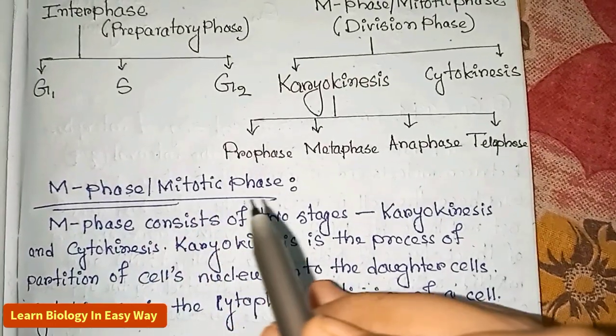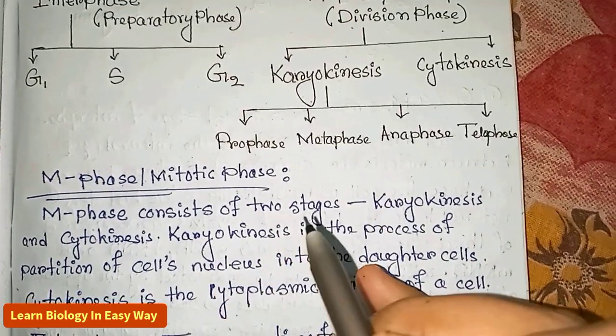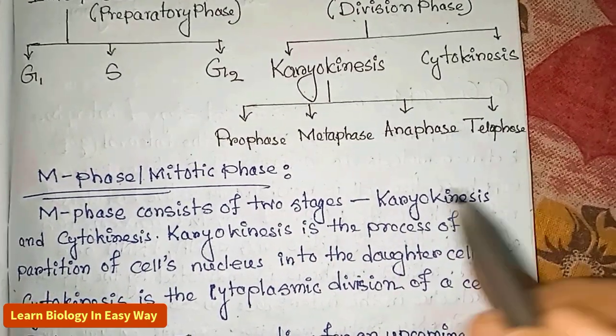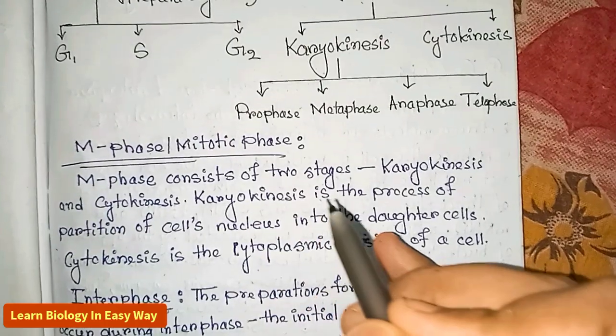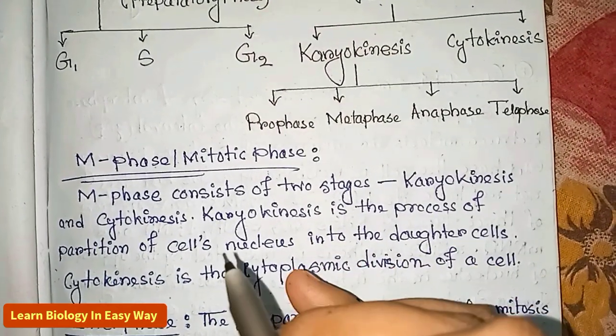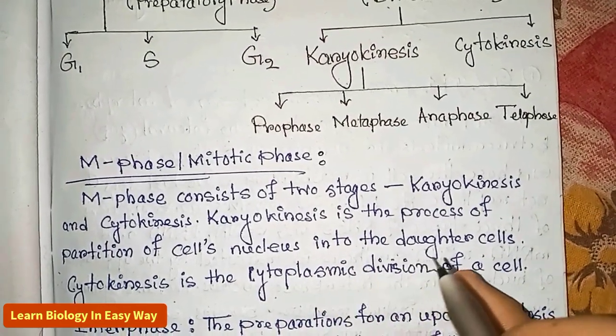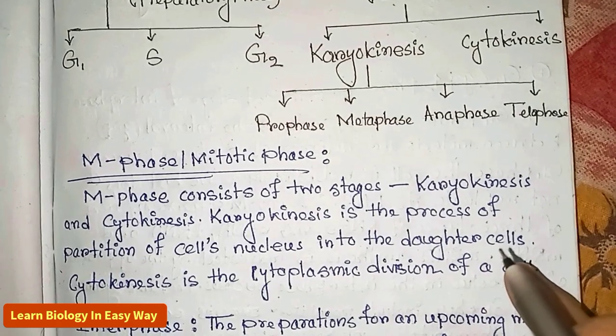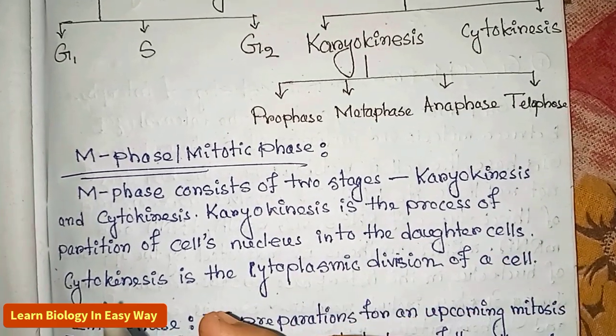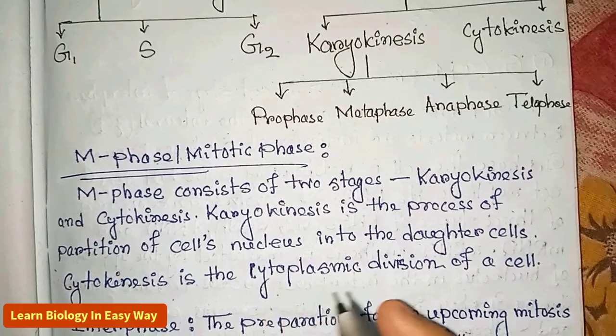M phase or mitotic phase. M phase consists of two stages, karyokinesis and cytokinesis. Karyokinesis is the process of partition of cell's nucleus into two daughter cells. Cytokinesis is the cytoplasmic division of a cell.